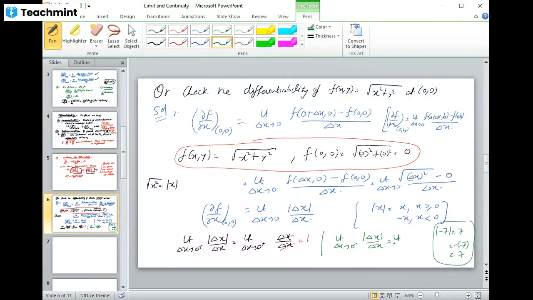So its value comes out to be minus delta x upon delta x. So delta x gets cancelled out, and its limit comes out to be minus 1. So its limit is either plus 1 or minus 1. Because the limit is not unique, it means the limit does not exist.